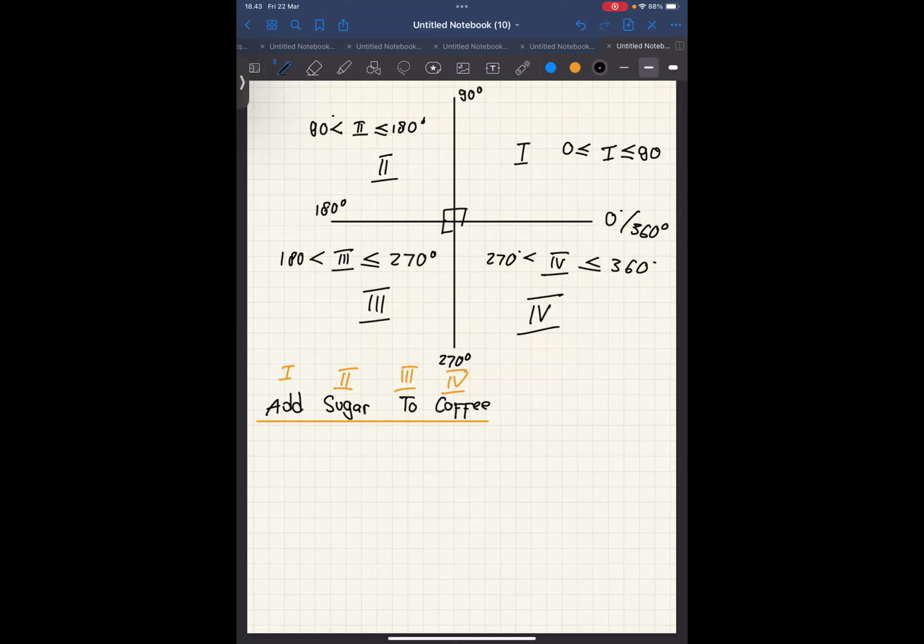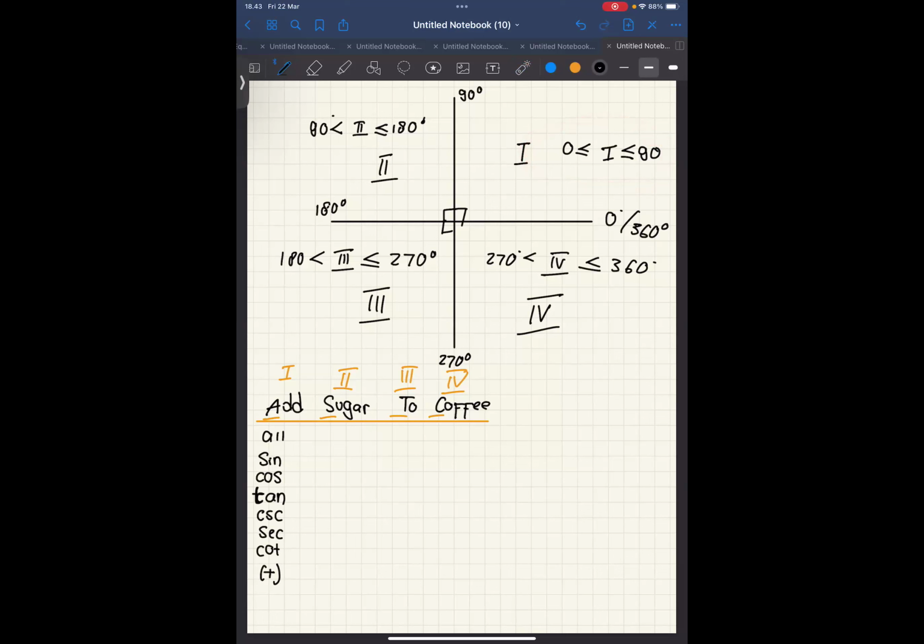Basically, in "All Sugar To Coffee": A, S, T, and C, A stands for all, which means all of them, the sine, the cosine, the tangent, the cotangent, the cosecant, the secant, are all positive if they are in the first quadrant. So if they are 0 to 90 degrees, they're all positive. I just want to write here: the sines, cosines, tangents, cosecants, secants, and cotangents are all going to be positive in the first quadrant. So it's between 0 and 90 degrees.